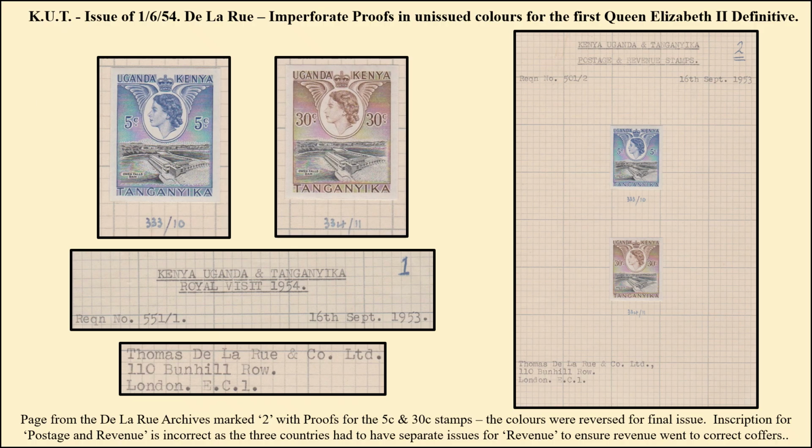It should also be noted that the typed postage and revenue stamps is incorrect, because it was 3 countries, to ensure that the correct revenue went to the correct coffers, each of the 3 countries had to have separate revenue issues.